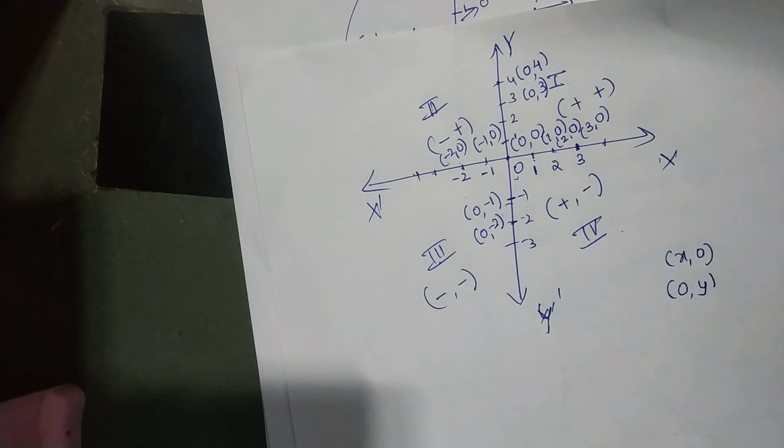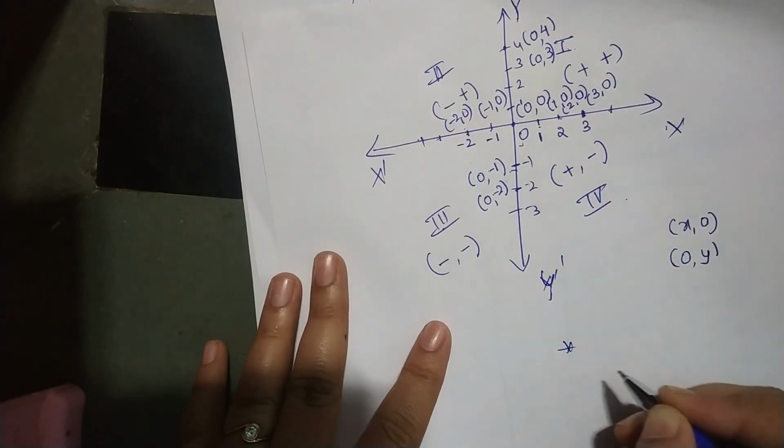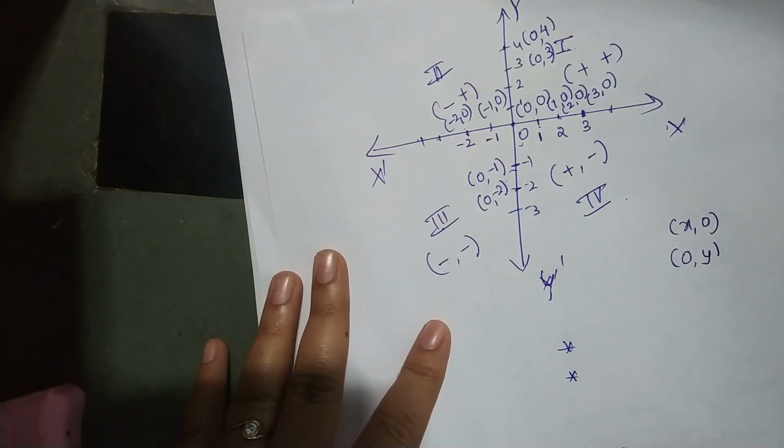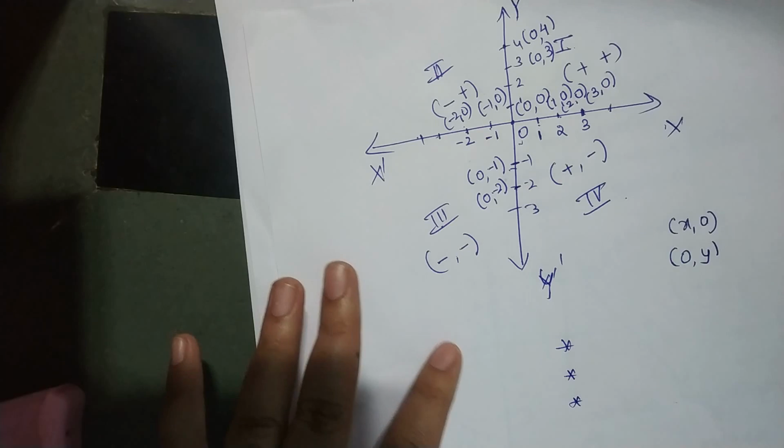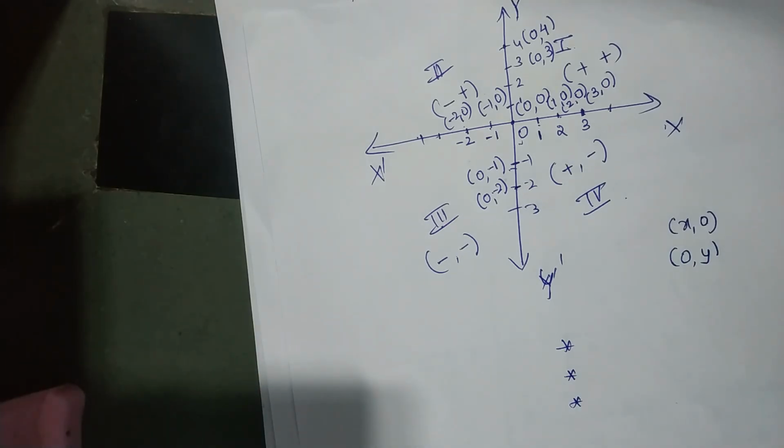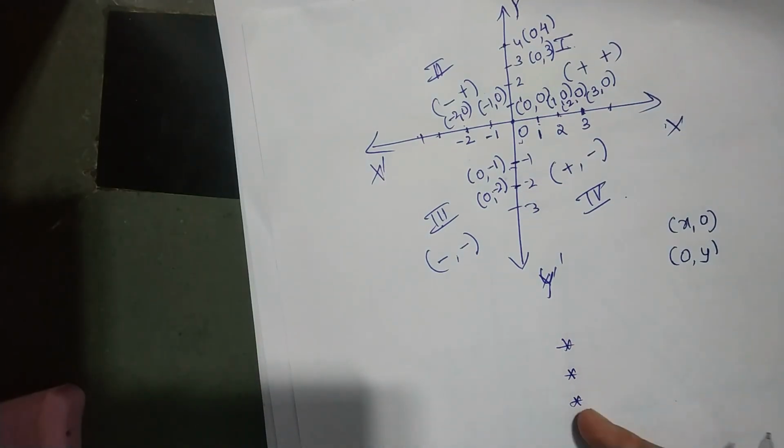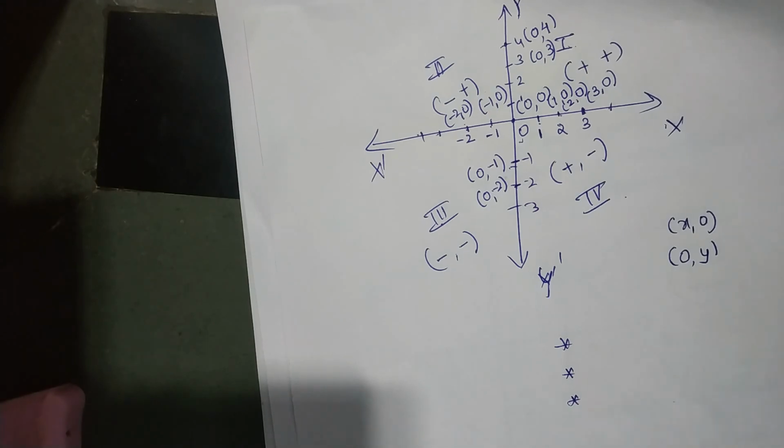So there are 3 important concepts that we learnt in high school. The first one is the distance formula, the second one is the section formula, and the third one is the area of a triangle. Let's recall these 3 important concepts in the next class.